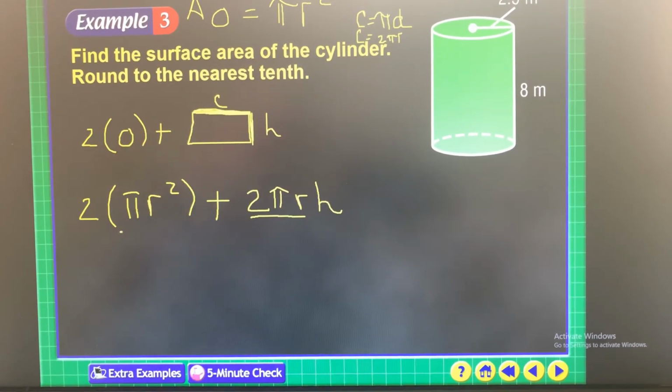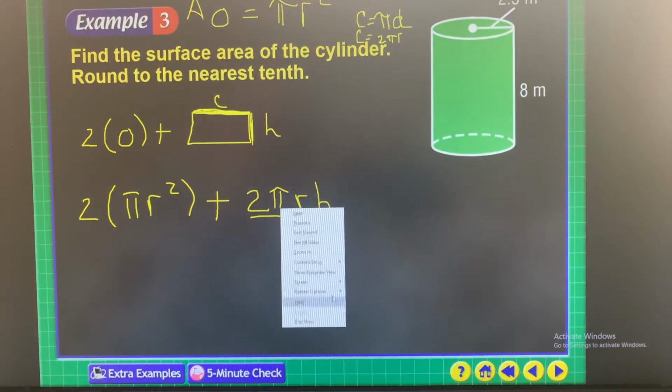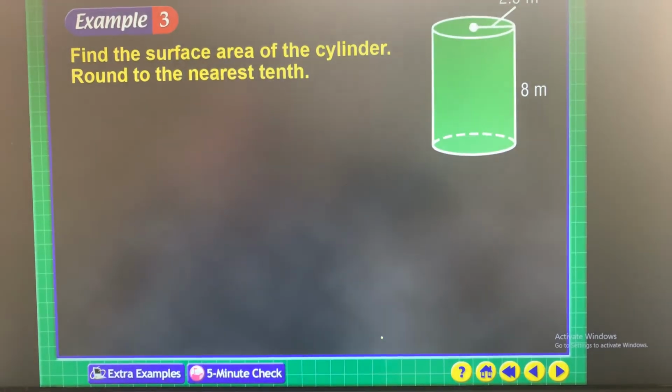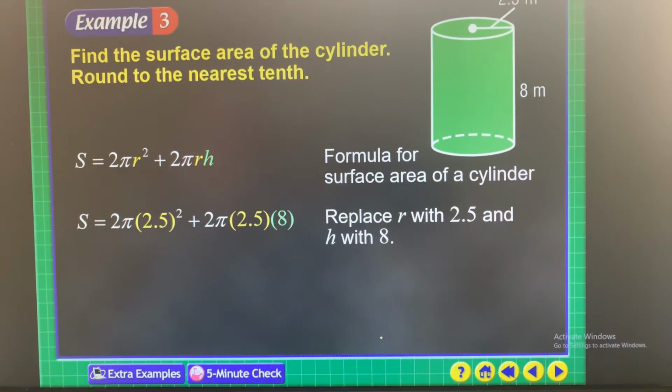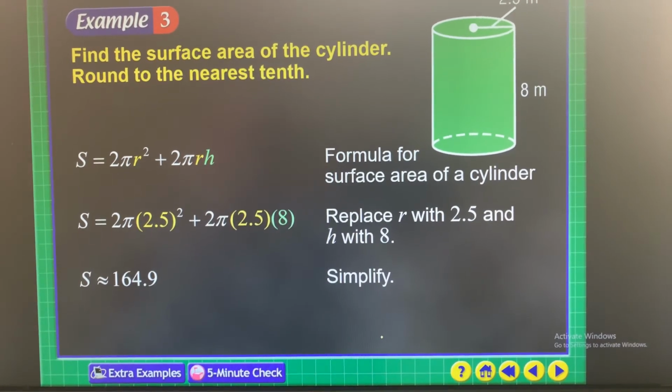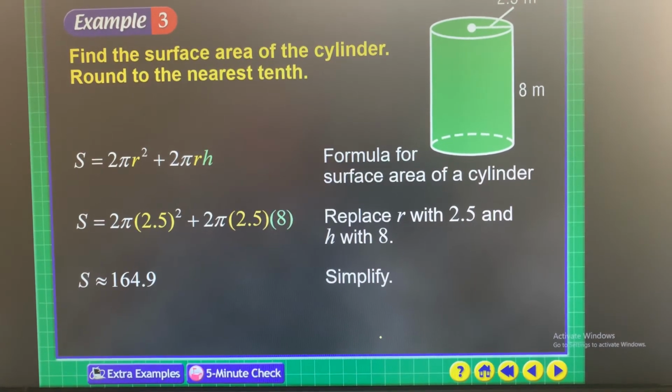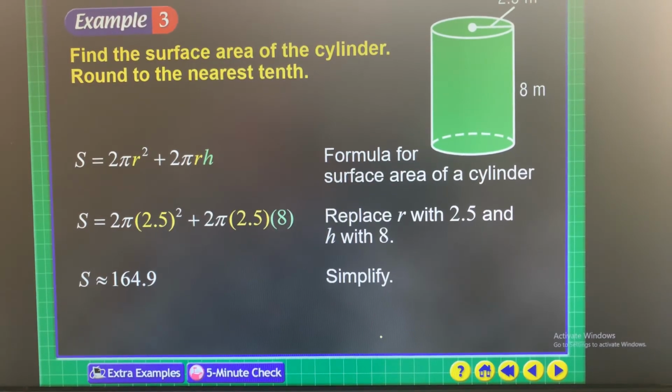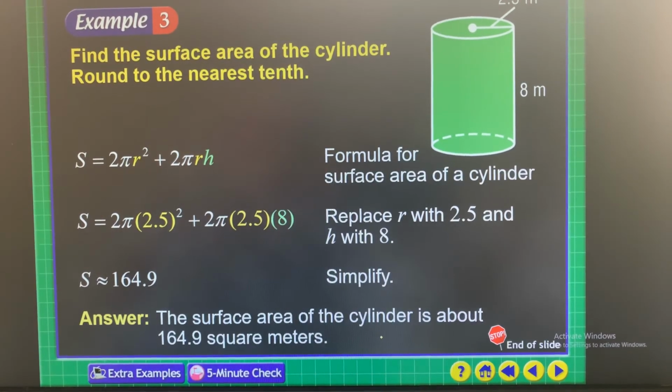Now get the formula memorized. It's pretty easy to memorize, and once you start doing it over and over again, you'll get it in your head. 2 pi r squared plus 2 pi rh. That's your formula. So you got your radius, you have your height. You're just going to plug in your information. So let's walk it through. There's your formula. There's your information plugged in. And there's your answer. Remember, it's approximate because pi is irrational. 164 and 9/10 meters squared is your answer.